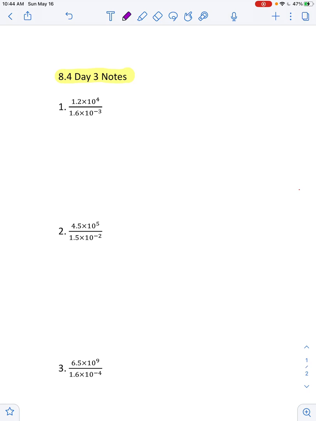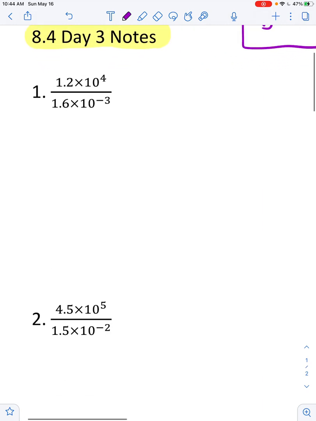We're doing division. So let's think back to our division rule. When we have a base to a power divided by the same base to a different power, the way we find the power, we keep the base, but we subtract those powers. So that's going to be a key idea for what we do today. The rest of what we do today is very similar to yesterday.